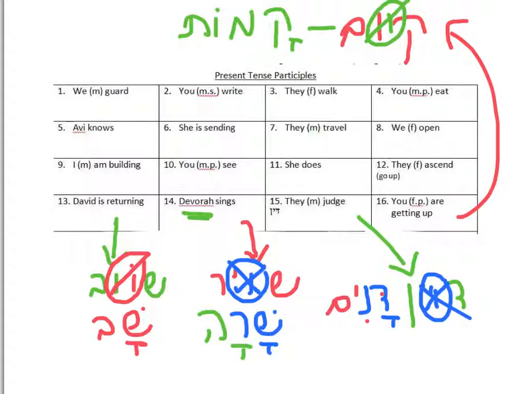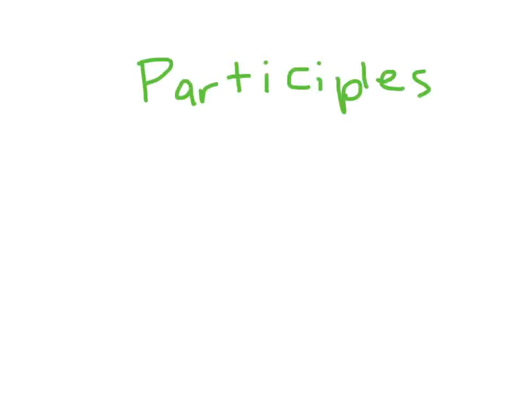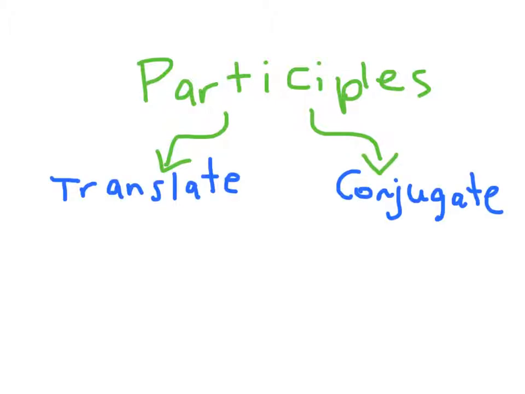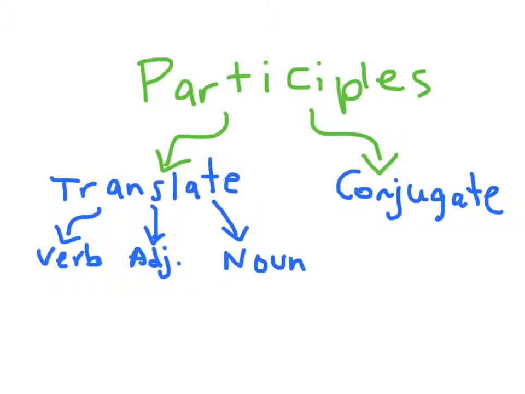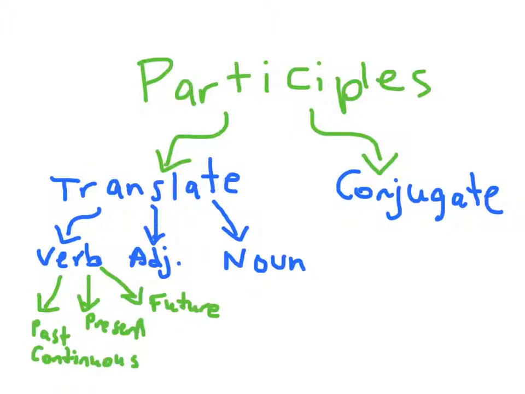Okay, and that's how I conjugate it. So this concludes our study of participles. We saw how to translate and how to conjugate participles. We analyzed, particularly in Unit 1, how to translate participles into nouns, verbs, and adjectives. We saw how to differentiate a verb into past, present, and future tense. We also learned how to conjugate participles.